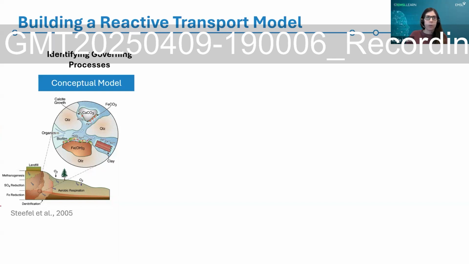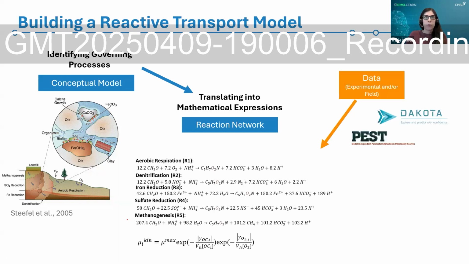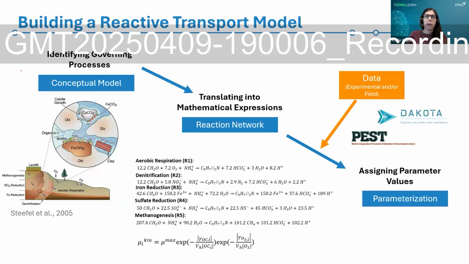So once you have your conceptual model, you need to translate your system into mathematical expressions. And for the reactions, this results in the development of your reaction network. So your reaction network might only require native capabilities, or perhaps you need a reaction sandbox to implement more custom expressions. So from here, data is used to parameterize your model. And this is typically done with a parameter estimation tool that can be easily wrapped around PFLOTRAN. And this ultimately leads to a very useful parameterized, potentially predictive model.